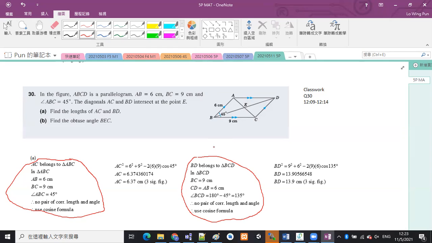We have 9 cm. Do we have any angles? No, don't think that these 2 parts are equal. May not be equal. Okay, these 2 parts may not be equal.